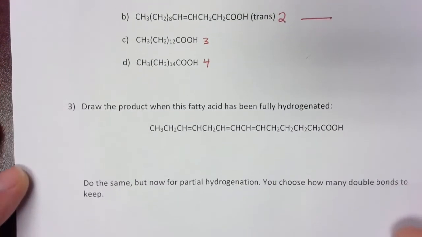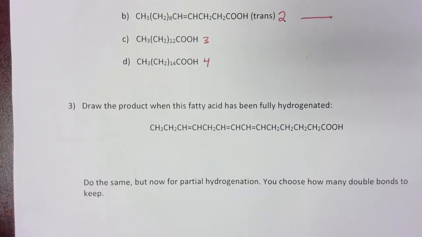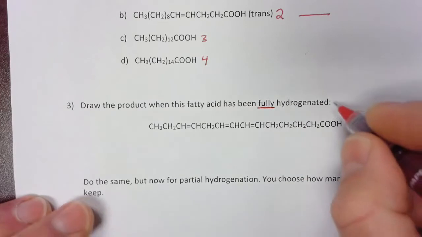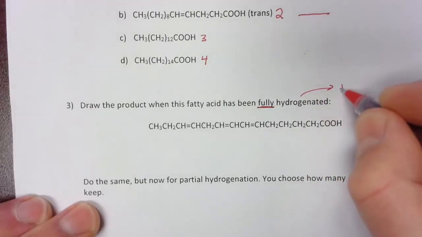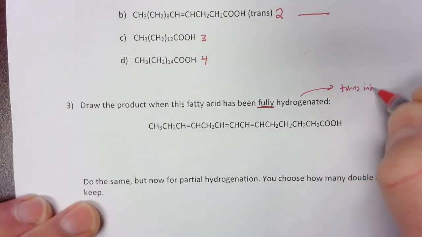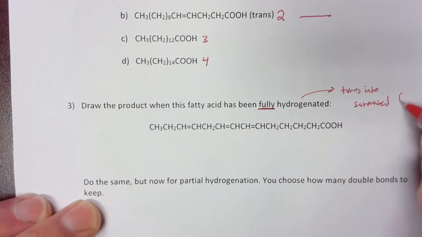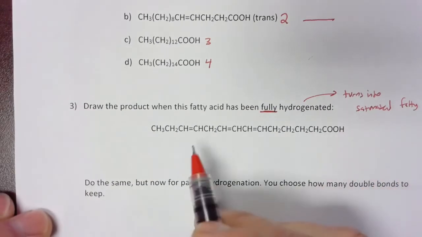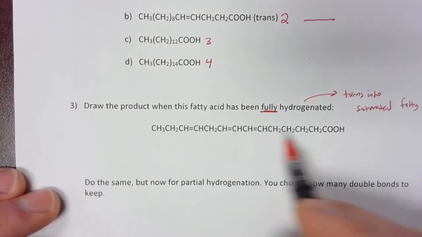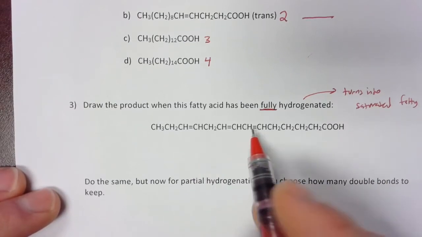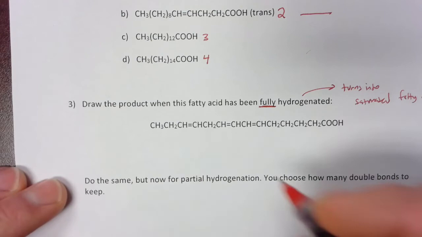All right, next question asks, draw the product when this fatty acid has been fully hydrogenated. If it's been fully hydrogenated, that means it turns into a saturated fat or saturated fatty acid. And basically all that means is that we get rid of all the double bonds. There's 1, 2, 3 double bonds in this structure, so we just get rid of them all.